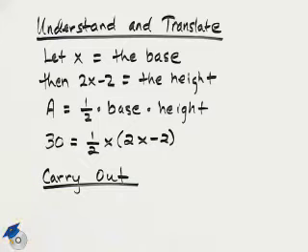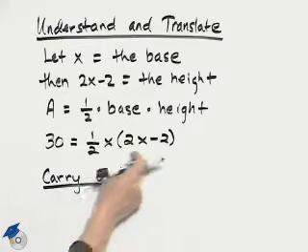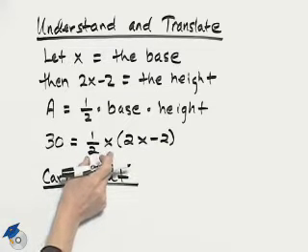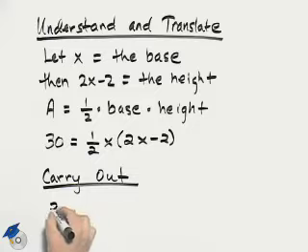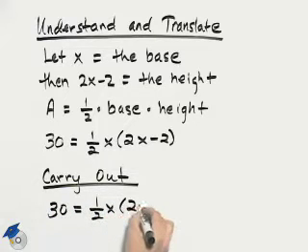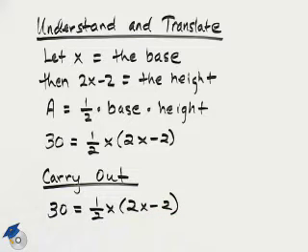The next step in the problem is to carry out, and so I will solve this equation. Now, we note that we have a fraction, but what we might want to do is to multiply using the distributive property, because we should be able to get rid of that fraction.